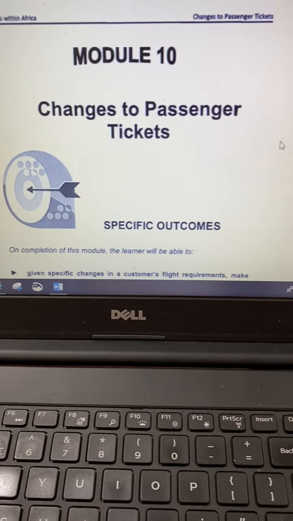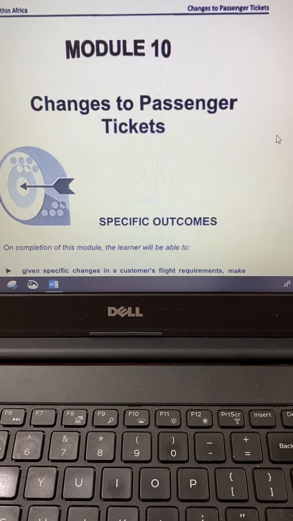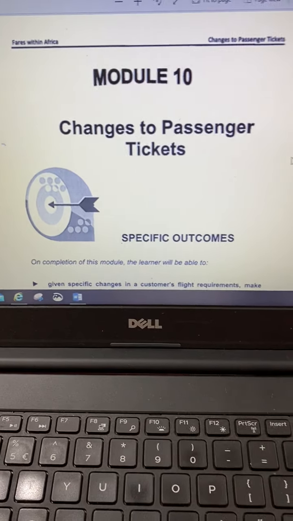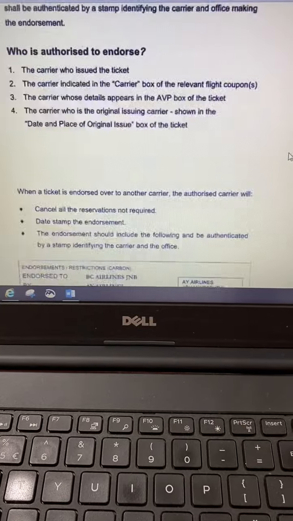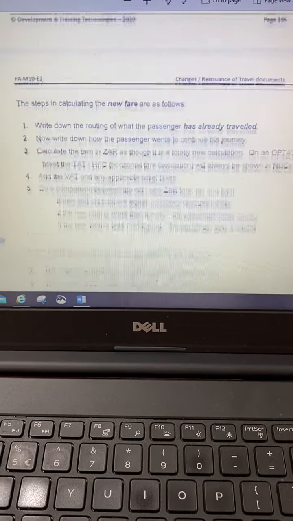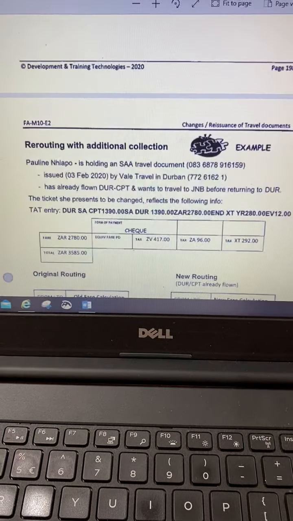I've written down the notes as well, so you can go through them a few times for module 10, changes to a passenger's ticket. Please read through everything first. I'm going to explain immediately the situation that we have. I've given you a little summary as well. Make sure that you have that as well.